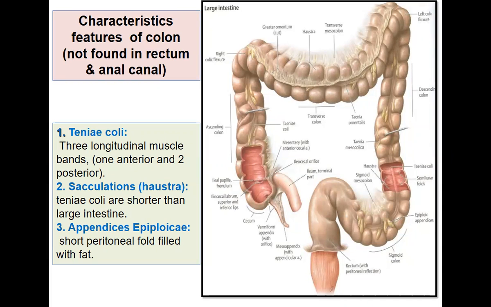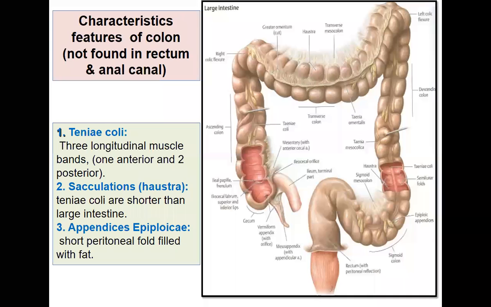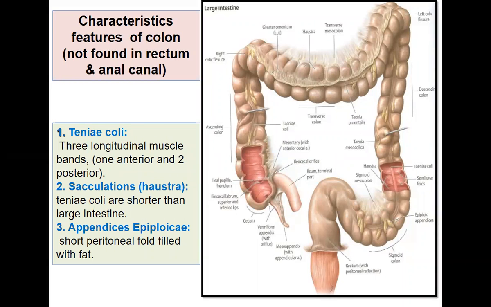Now, how do you differentiate between the small intestine and the large intestine? Theoretically we think it is easy, but actually it is difficult. When you cut open the abdomen, sometimes it becomes very difficult. So you have to look for some characteristic features. There are typical features of the large intestine, also called the colon in general. These characteristic features are three.